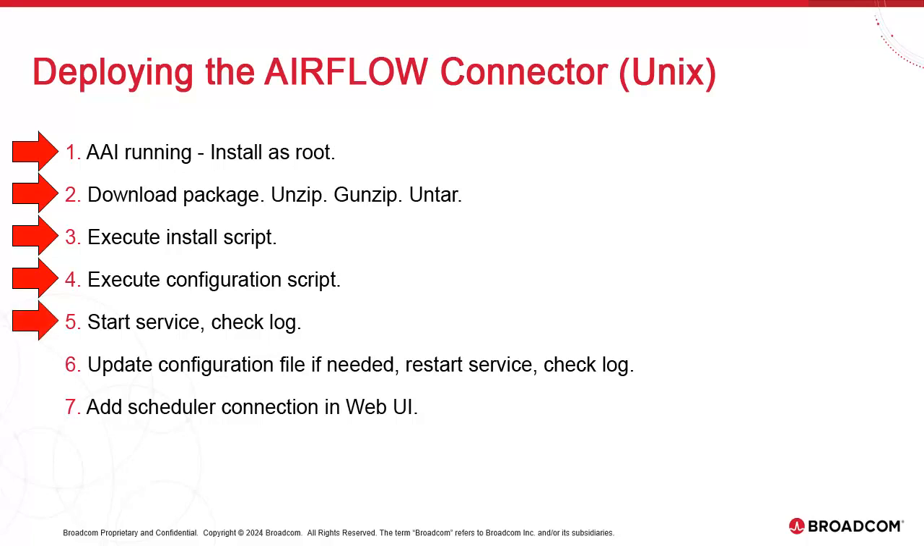The installation creates a Unix service, which we control with the standard systemctl start, restart, enable, status, and so forth. We start the connector. Then we check the log to make sure the connector is talking to AAI. On Windows, you start the Windows service and set it to automatic. If you make a mistake during the configuration, you can update application.yaml manually and restart the service.